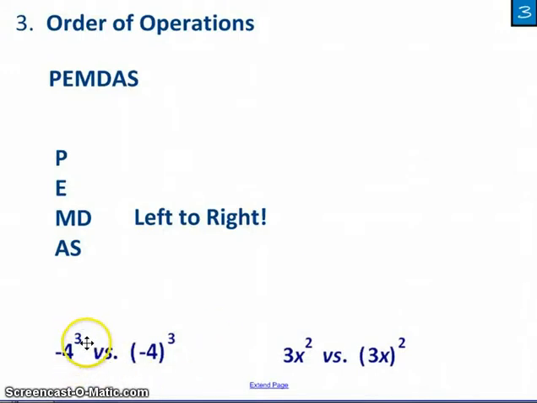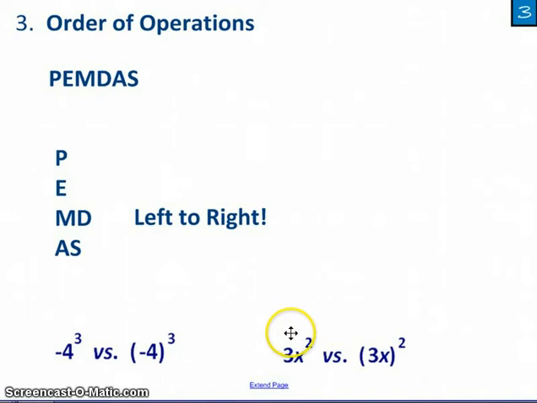Negative 4 to the 3rd power versus the same thing with the negative 4 in the parens. These two things are actually going to turn out to have the same result, but for different reasons. In this case, I'm doing 4 times 4 times 4, then I'm applying a negative, so this is negative 64. In this case, I'm doing negative 4 times negative 4 times negative 4. That's also negative 64 as it turns out, but that's because there are 3 negatives. An odd number, in other words.